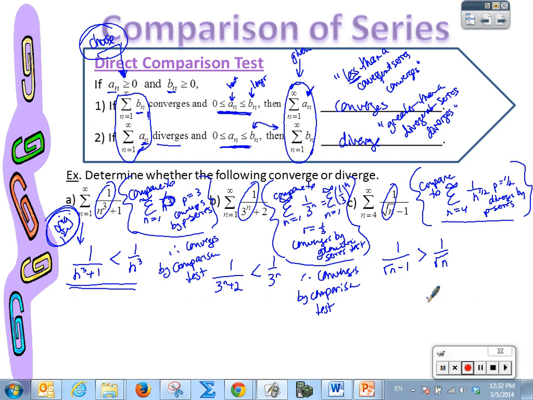So the one that we chose, which is divergent, is smaller than our original one. Does that match this? It does, doesn't it? Greater than a divergent series diverges. And again, the series we're comparing have to be very close. So this meets our criteria, so therefore we diverge by the comparison test. Okay, and that is the direct comparison test. Okay?